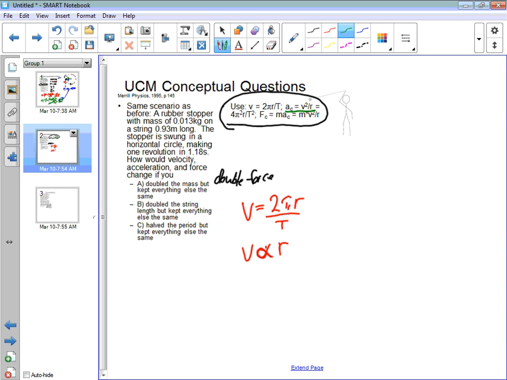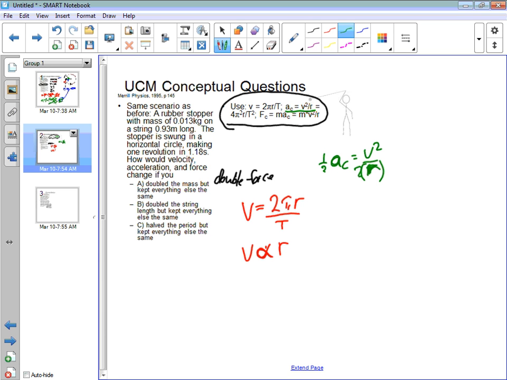Well, here's a lovely equation for acceleration. A sub c is equal to v squared over r. V squared over r, if I double this r, the r is in the denominator, yeah? So if I increase that, then my acceleration should get smaller, yeah? So if I double the r, this gets to be like half. Okay. Yes, go ahead.